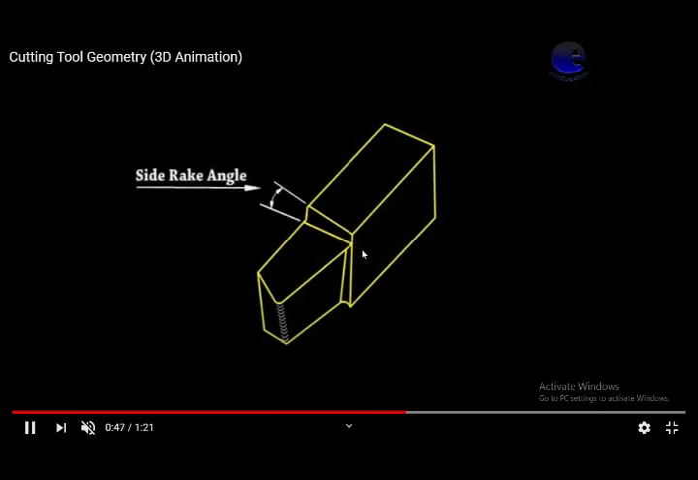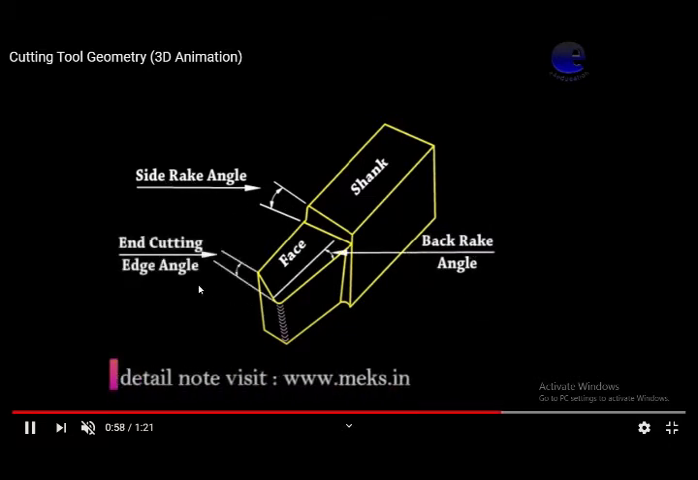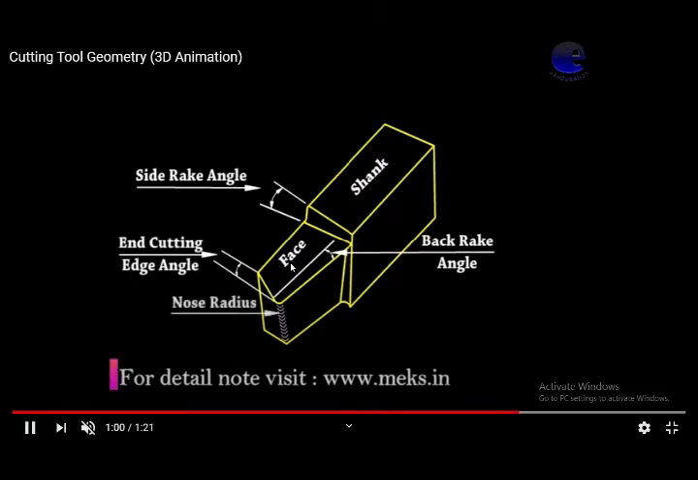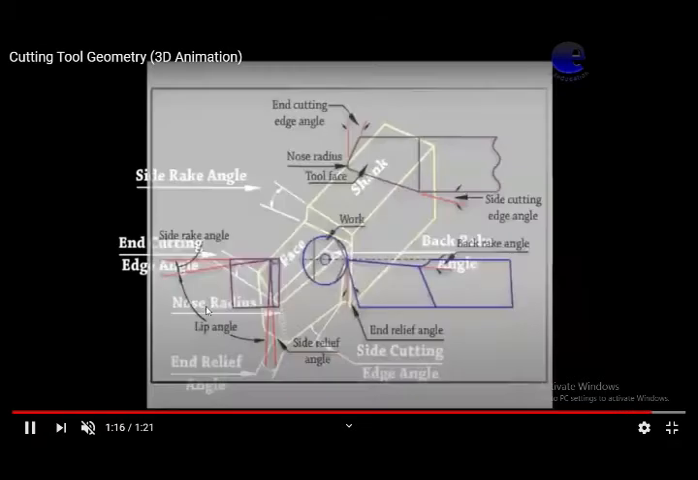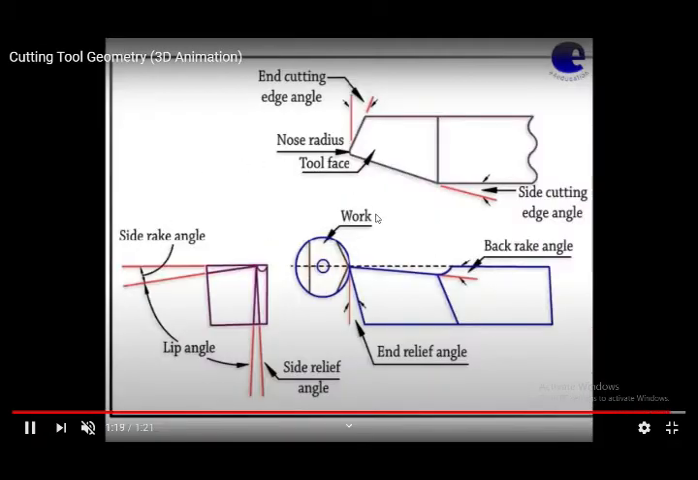I will explain what angles are there. Seven elements are there here. In the 3D figure you observe first the side rake angle, back rake angle, end cutting edge angle, and face, shank, nose radius, and next end relief angle. Next, side relief angle. Side relief angle, end relief angle, nose radius, back rake angle, end cutting edge angle. These seven are the elements of a cutting tool.